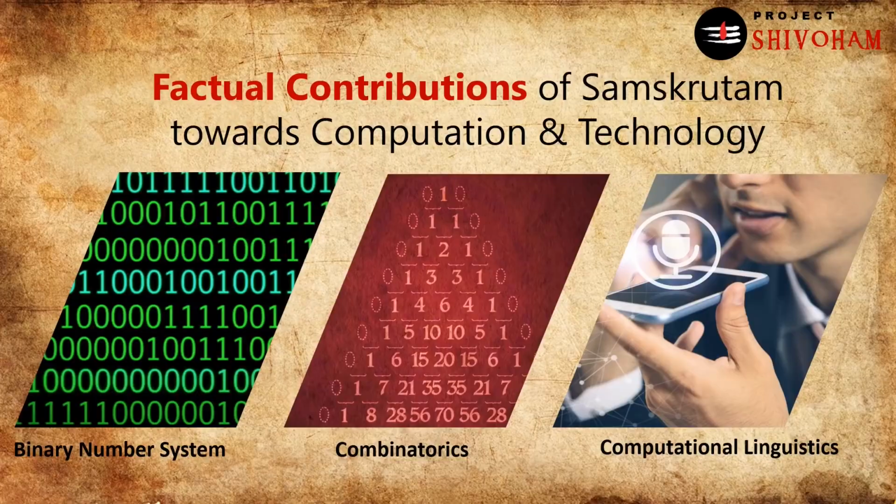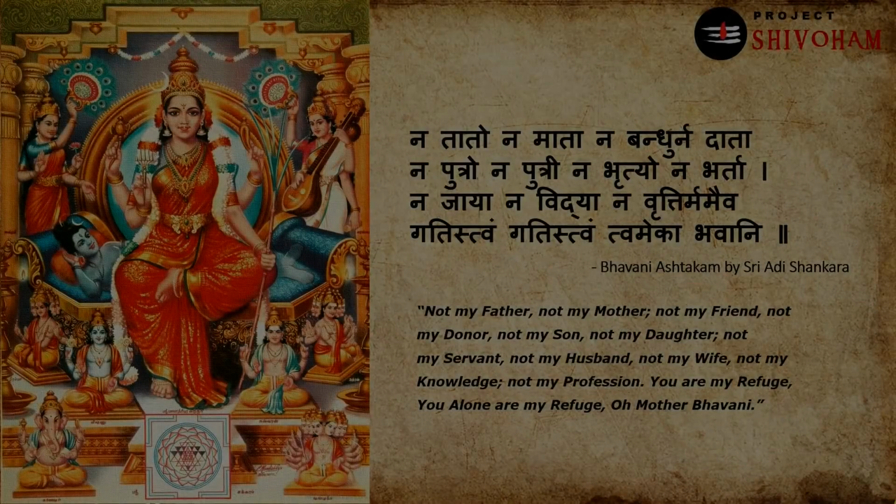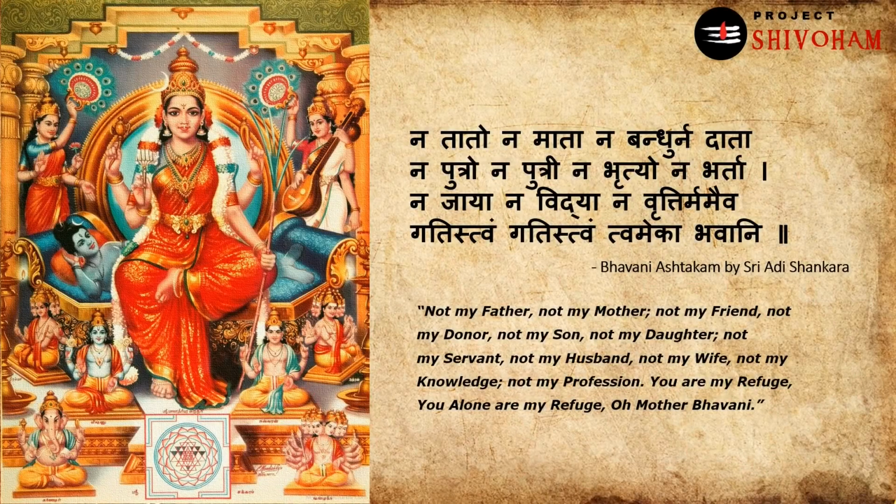Here we are looking at Sanskritam only as a language. Here is a verse from Bhavani Ashtakam, and hear me out reciting it. Na tato, na mata, na bandhur, na data, na putro, na putri, na bhrutyo, na bharta, na jaya, na vidya, na vruptir, mamaiva, gatistvam, tvameka bhavani. If you observe, the letters in black take less time to pronounce, and the letters in red take more time to pronounce. Let me repeat. Na tato, na mata, na bandhur, na data.